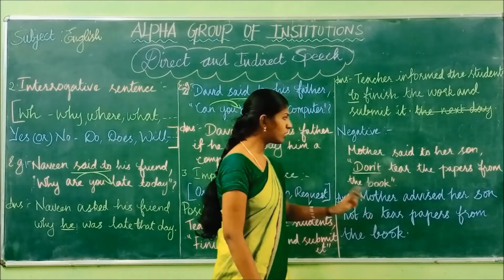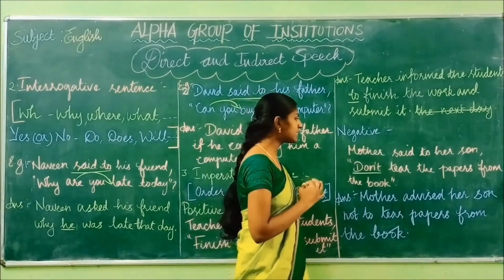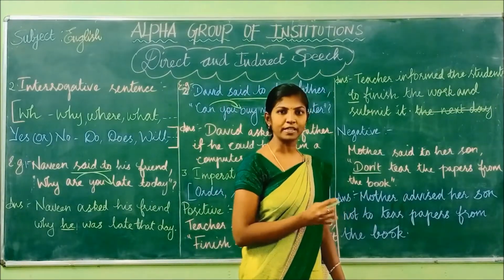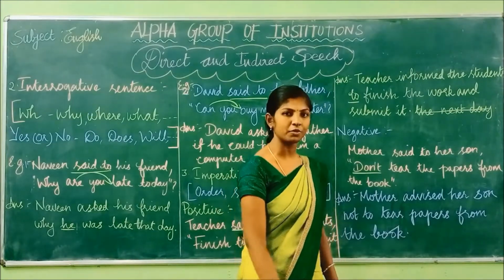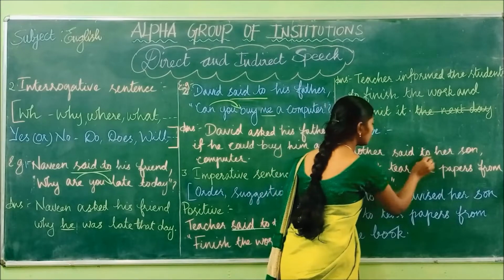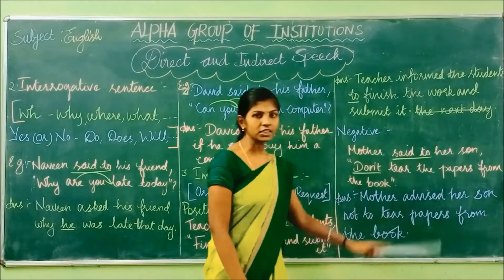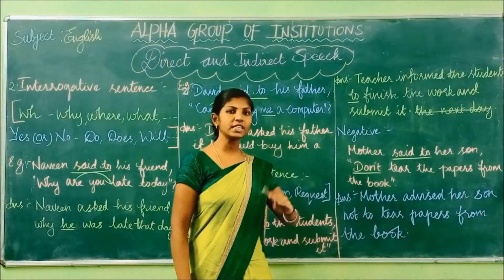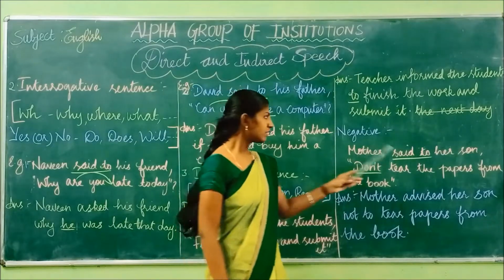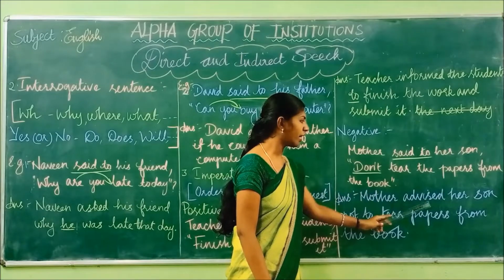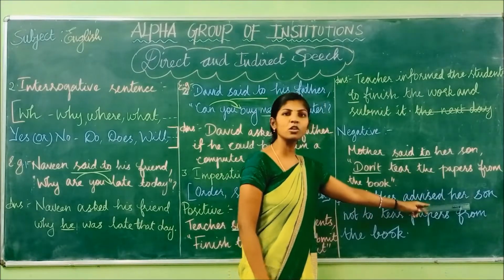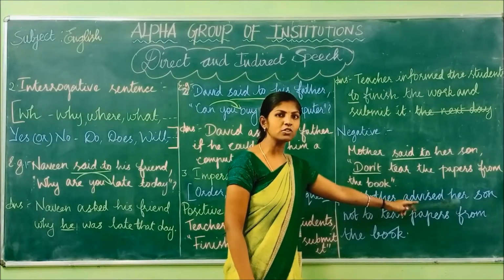So what are we going to do now? Mother is advising her son. Mother advised her son not to tear papers from the book. So this "said to" is changed to "advised" here. Since it is a statement of advice, we are using "advised" here. Mother said to is changed to advised her son. To whom is she saying? She is saying to her son.